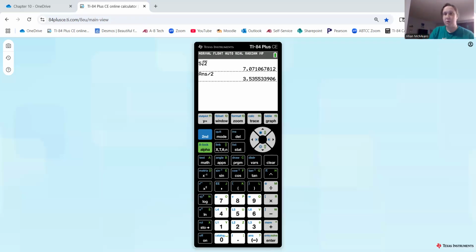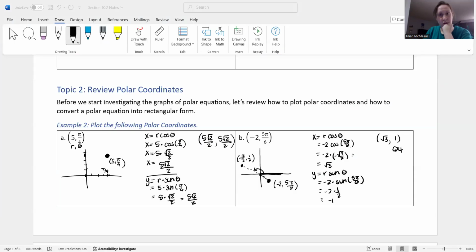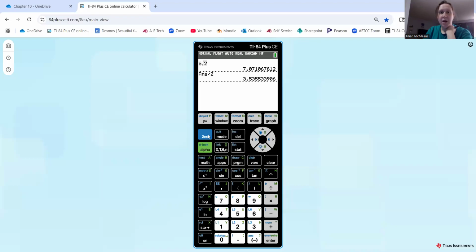My setup is a little scrunched today. If we were to go to the calculator, we could see that, well, shoot, I didn't go to the calculator at all, did I? There we go. Oh, why is it not letting me go? There we go. Okay. If we wanted to see what square root 3 is, it is about 1.7. It's a little more than that, but let's round to 1.7.